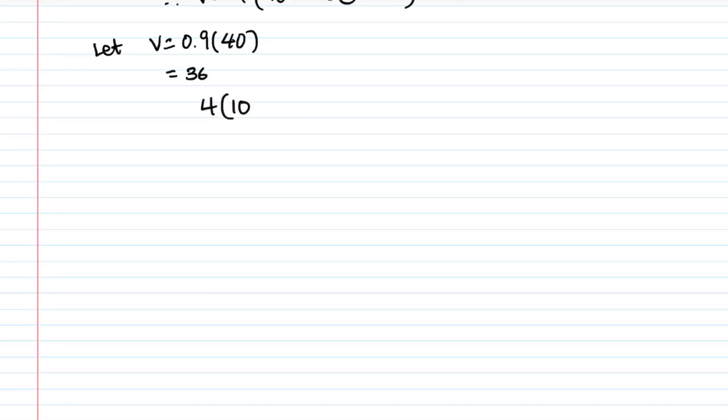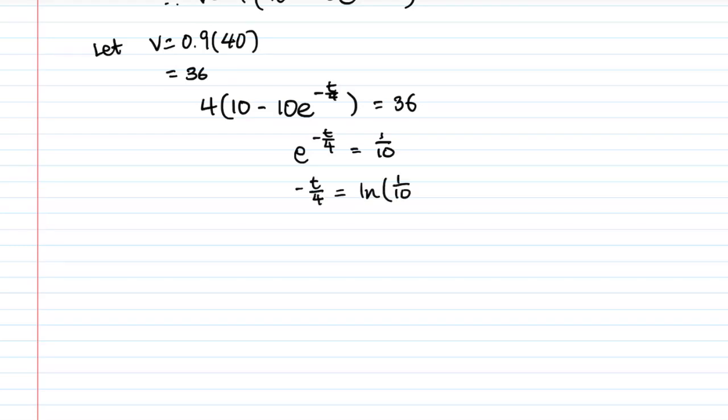So 4 times 10 minus 10e to the power of minus t over 4 will be equivalent to 36. So bring all the numbers to one side, you'll be left with e to the power minus t over 4 equals 1 over 10. So after that, you can ln both sides. You get minus t over 4 equals ln 1 over 10.